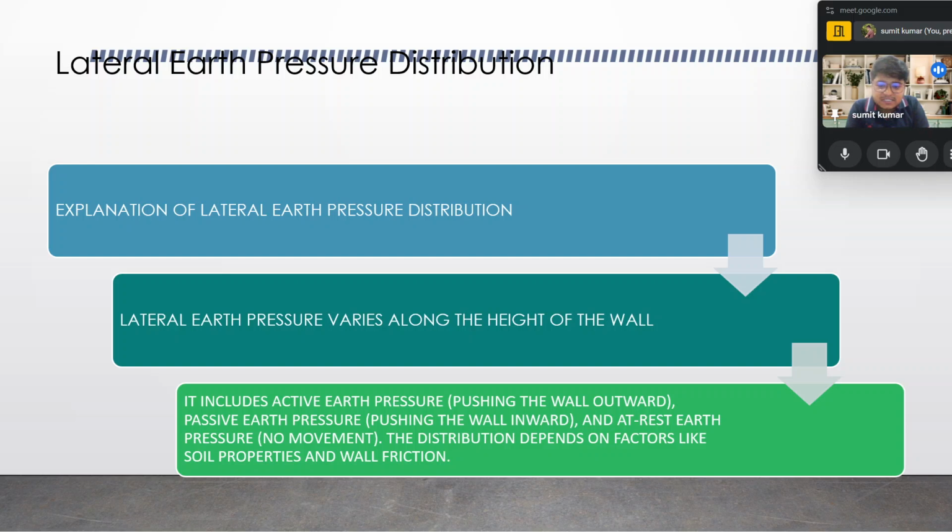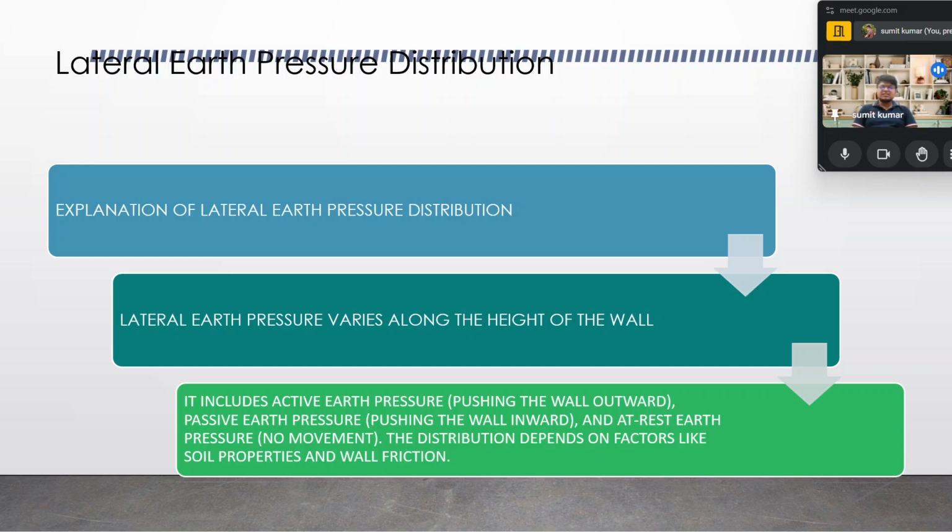Then the lateral earth pressure varies along the height of the wall, as we already know that as we go deep down, the gamma h value gets larger, and it includes the active earth pressure pushing the wall outwards. As we already know, when we talk about the active earth pressure, the wall is moving away from the soil mass. Over there, the stress in the soil gets reduced. Over there, the maximum principal stress is in the vertical direction, and the minimum principal stress in the horizontal direction.